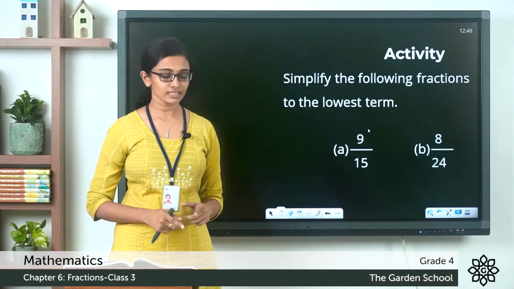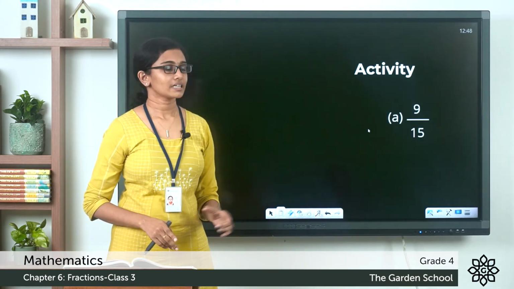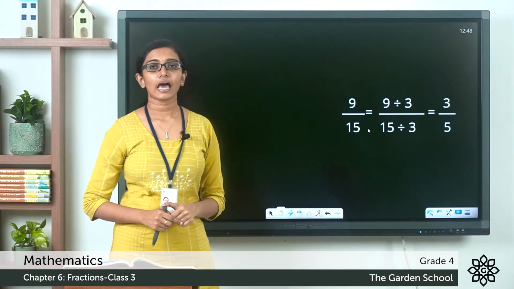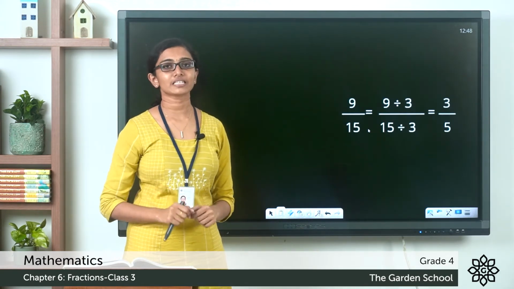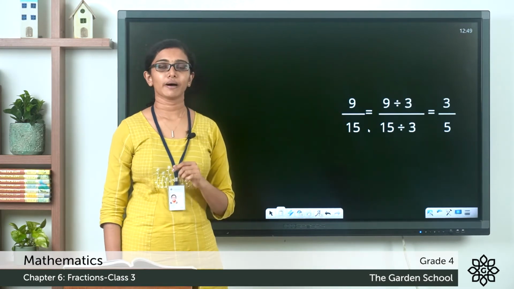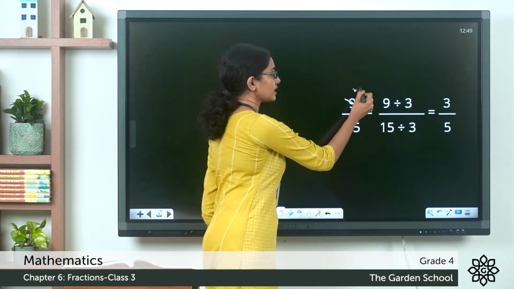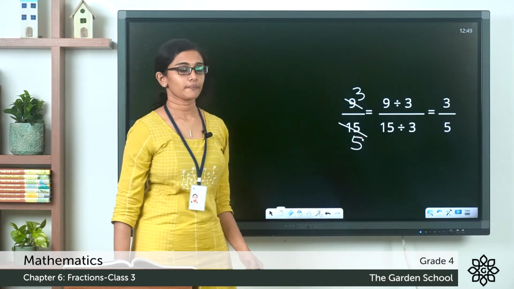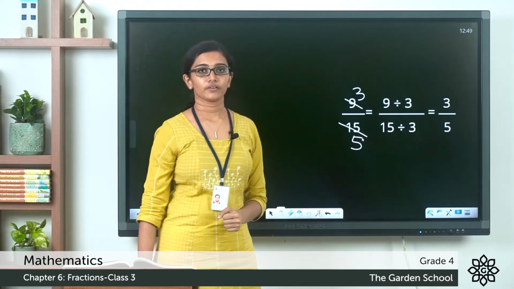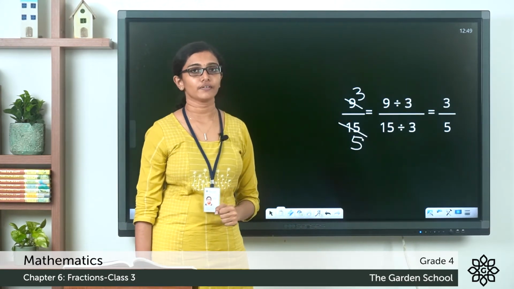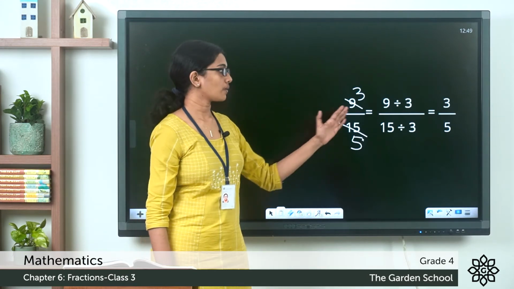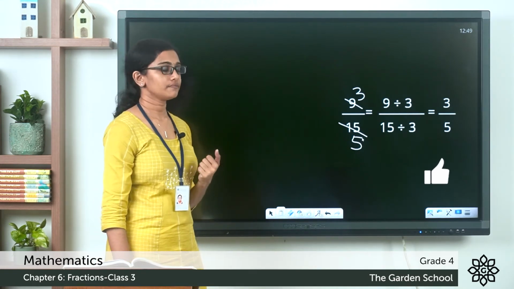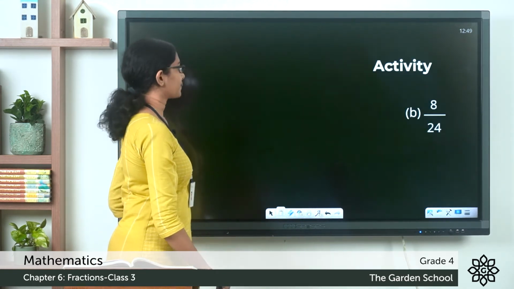Now let's discuss the questions. The first question, which are the common factors of 9 and 15? Let's see. Both this 9 and 15 are multiples of 3. So let's divide the numerator and the denominator by 3. So what is 9 divided by 3? It is 3 and 15 divided by 3 is equal to 5. So it is 3 by 5. The only common factor for 3 and 5 is 1. So we have reached the lowest term. So the lowest term or the lowest form of our question 9 by 15 is equal to 3 by 5.